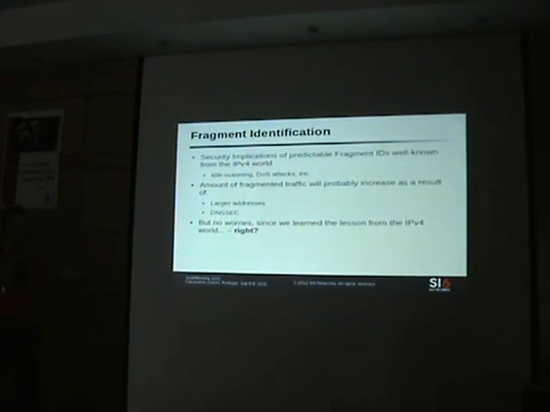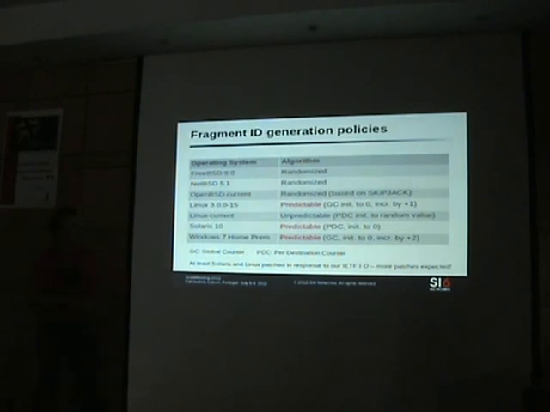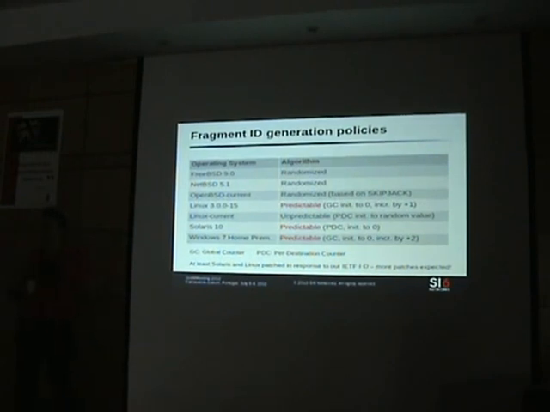One of the things that before actually looking at this I was expecting was to see that all implementations did the right thing, because it was a problem that was here for the IPv4 world, okay? So what we did was we produced a tool to assess the fragment ID generation policy of different systems. So this is just some of the ones that we tested. You can see, for example, that in the case of all the BSD ones, the fragment ID is randomized, but you have other systems that use predictable values. For example, Solaris, Windows, and Linux used to use different predictable schemes.